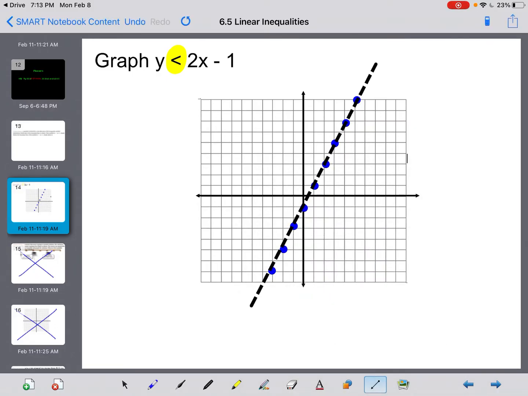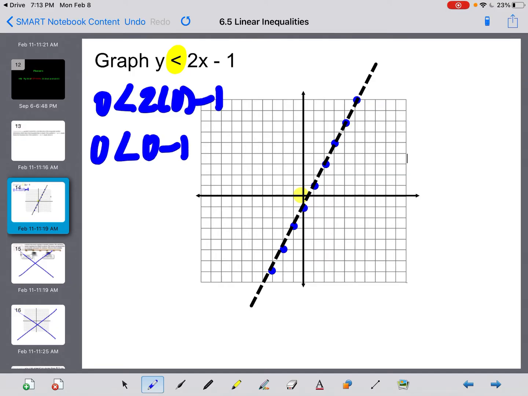Okay, and then I have to decide where I'm going to shade. So I am going to choose a point. I'm going to use 0, 0 because it's the easiest. So I'm going to put 0 is less than 2 times 0 minus 1. 0 is less than 0 minus 1, which gives me 0 is less than -1. Because 0 is not less than -1, I don't shade there. I have to shade on the opposite side.